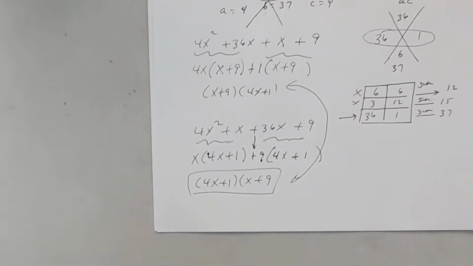Now, in some cases, this one probably would have been quicker, assuming you understand trial and error and you're good at it. It might have been quicker to do this problem by trial and error, just like we did previously. But on the worksheet, some will say use the AC method, some will say trial and error. So you have to follow directions. You have to know both ways. Okay?